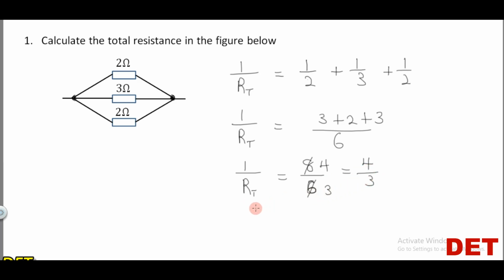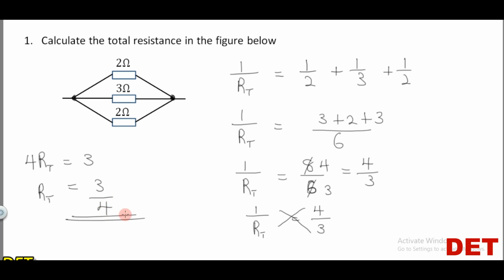So 1 over R_T is equal to 4 over 3. What do I do from here? The next thing is to cross multiply. R_T times 4 gives 4 R_T, equal to 1 times 3, which gives 3. Then I divide both sides of the equation by the coefficient of R_T, which is 4. So R_T is equal to 3 over 4. This is my total resistance.